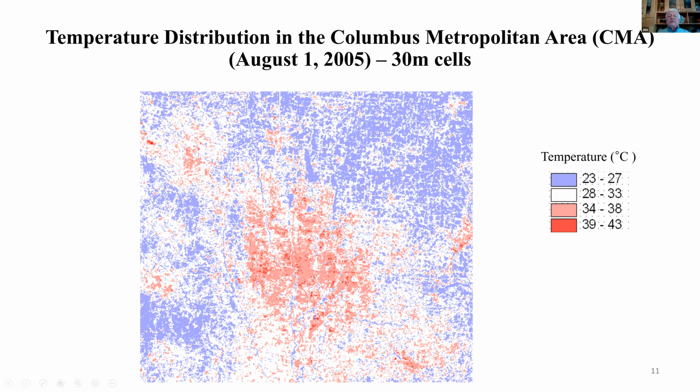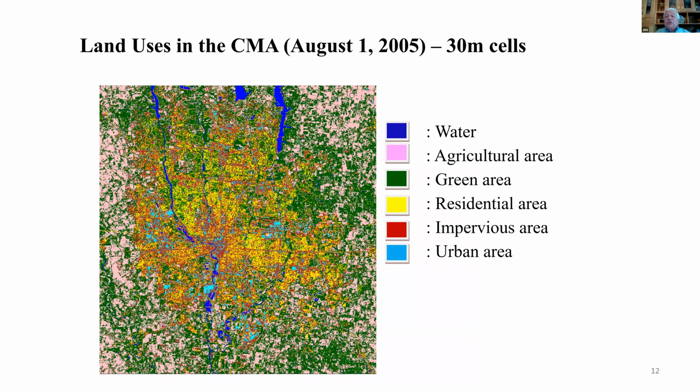Likewise, using satellite information, we can generate land use patterns. So you can see here the 6 patterns of land use, including water, agriculture, cropland areas, green areas, which would be trees and grass, residential area, impervious areas, and urban areas. Mostly, also impervious, but probably a lot of buildings.